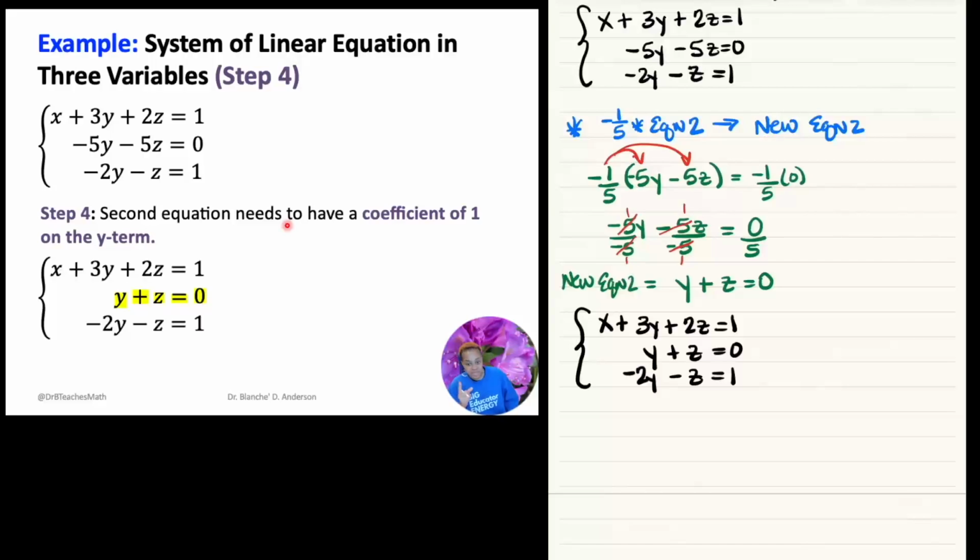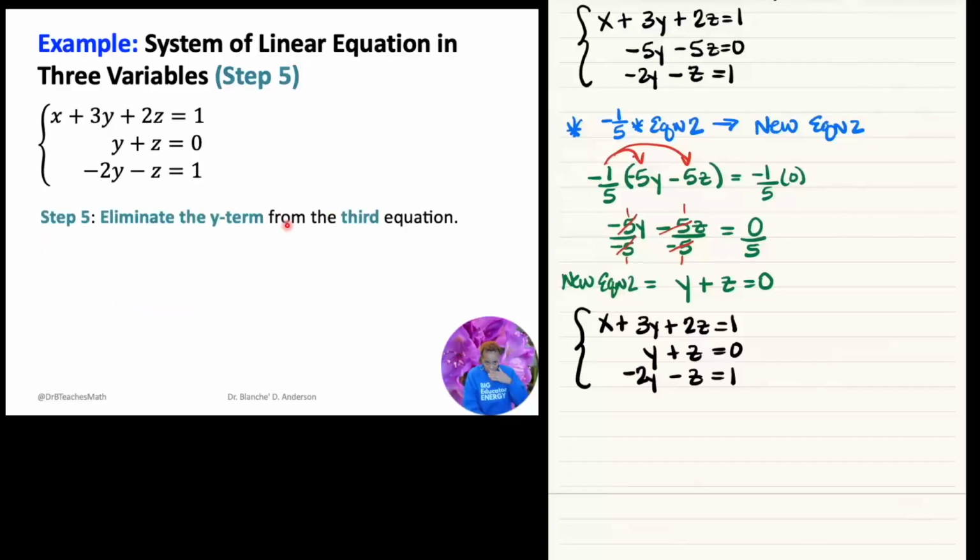Okay, step 5. Now, because we're getting there, we have the x plus the y plus the z. We have the y plus the z. Now we just need z by itself. So now we need to get rid of this term from the third equation, and then we'll be able to work our way backwards. Okay, so eliminate the y term from the third equation. So we're dealing with this equation here. So let's move this up.